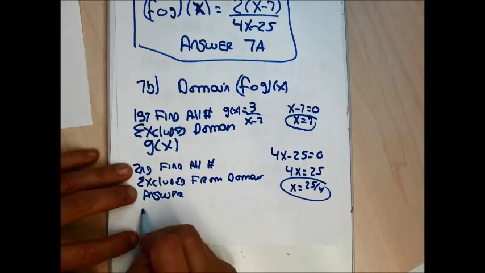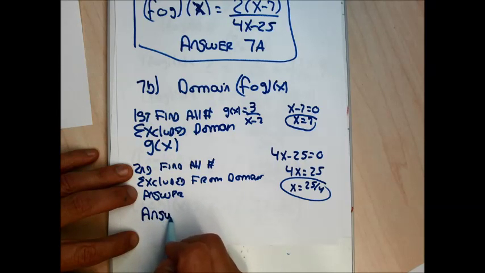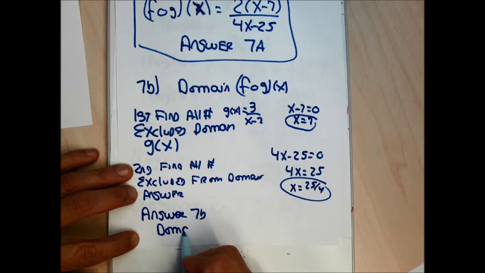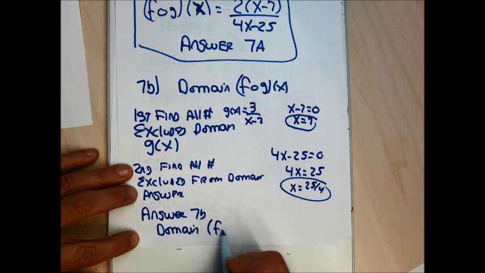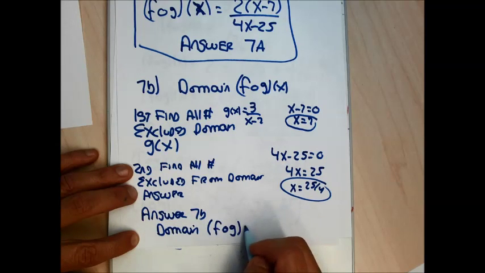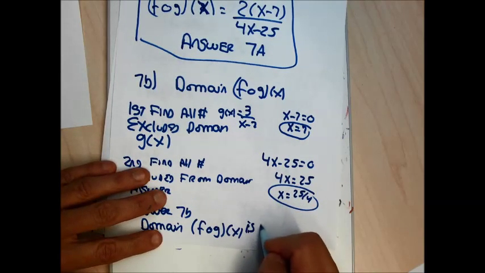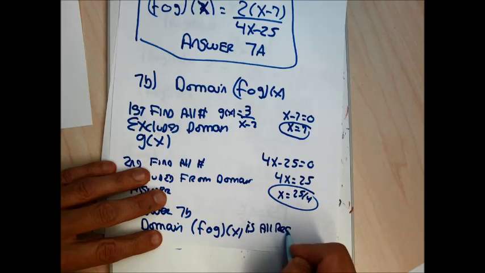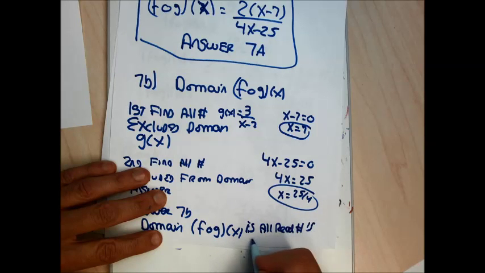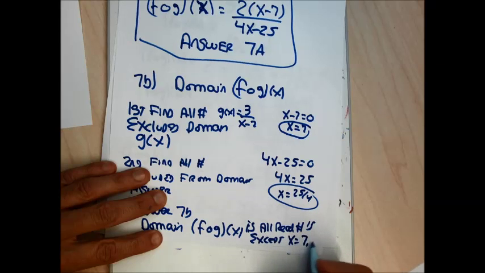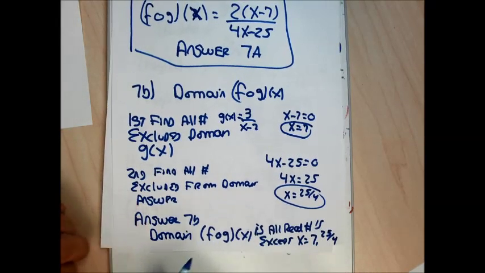For my answer to part 7b, I'm going to say the domain of f composed with g of x is all real numbers except x equals 7 and 25 over 4. It's a monstrous problem.